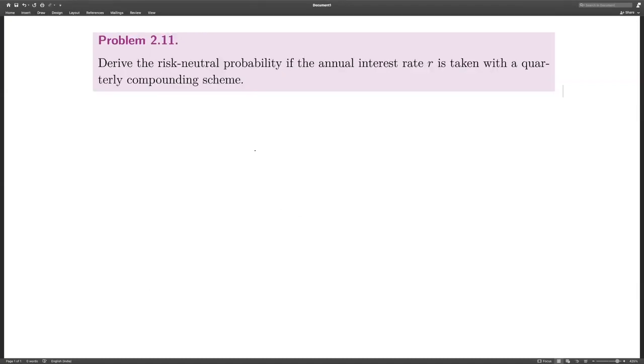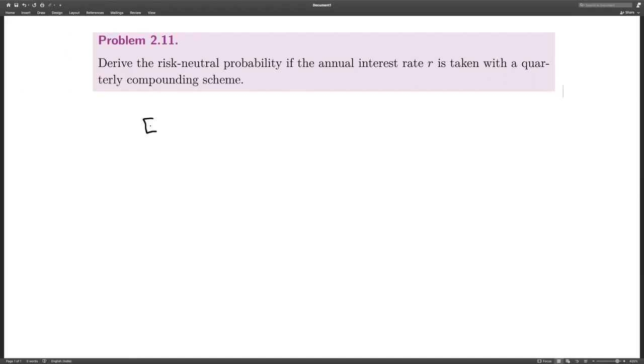The next question is on risk neutral probability. We are asked to derive the risk neutral probability when the annual interest rate R is taken to be a quarterly compounding scheme. If you recall, in the class, we derived the risk neutral probability when the interest scheme was continuous compounding, right? So the same we have to do here for discrete compounding with quarterly frequency.